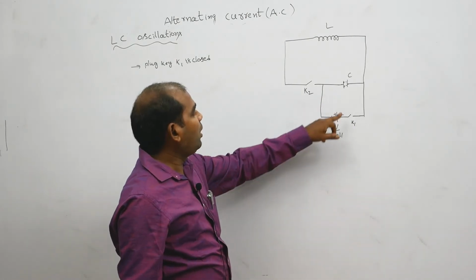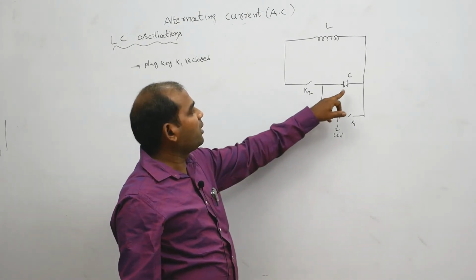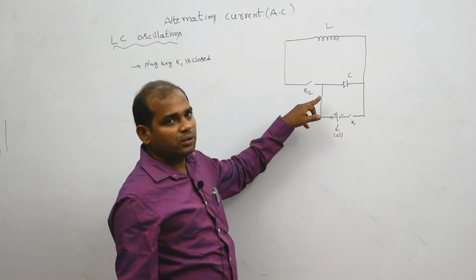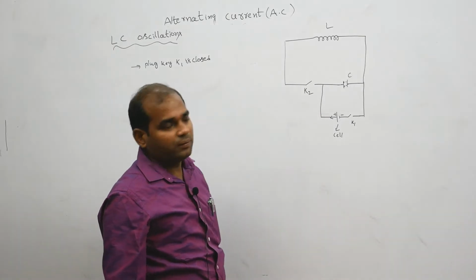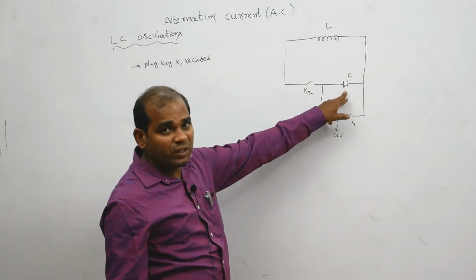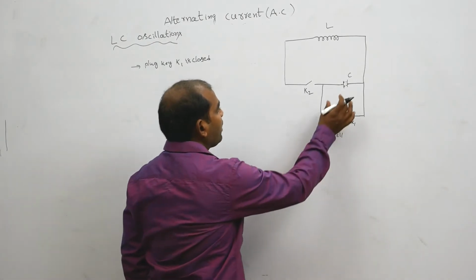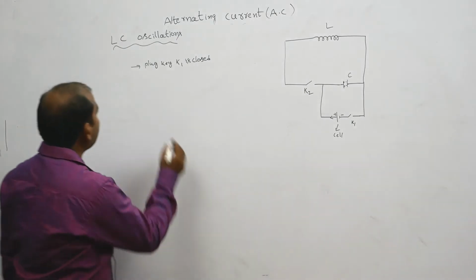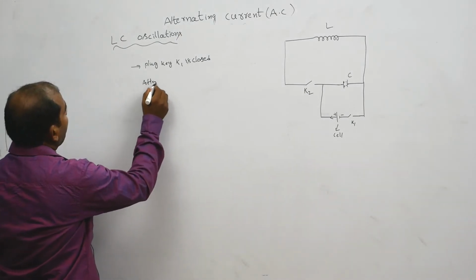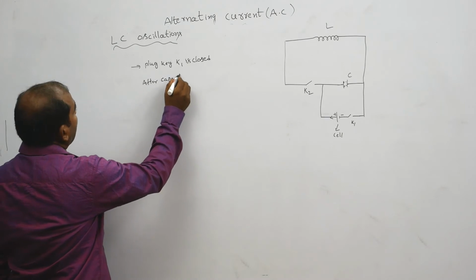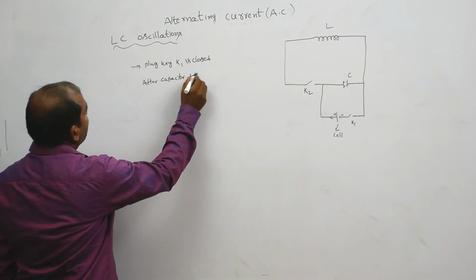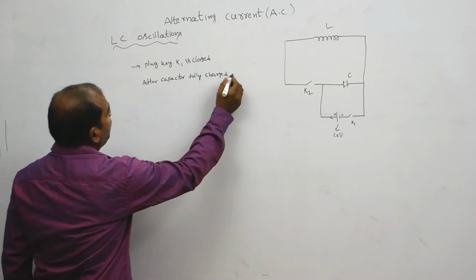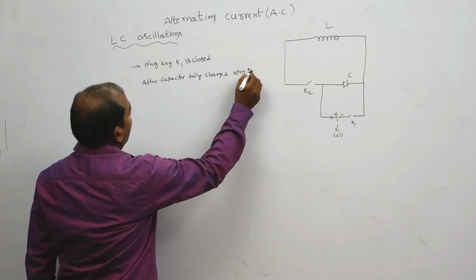After some time, the capacitor gets fully charged and the current stops flowing. The current doesn't flow further after the capacitor gets fully charged. Let's suppose the capacitor is fully charged. Now open the plug key K1.